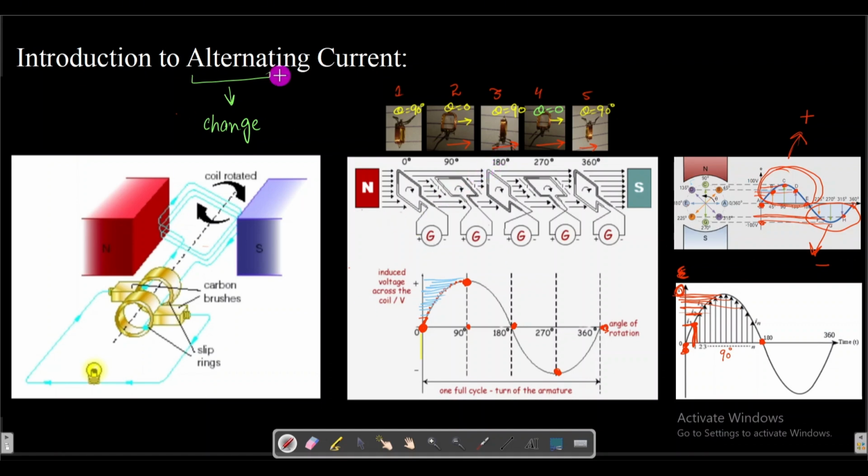So this is the in-depth intuition of the alternating current and the DC current, and this is the difference between the alternating current and the DC current.